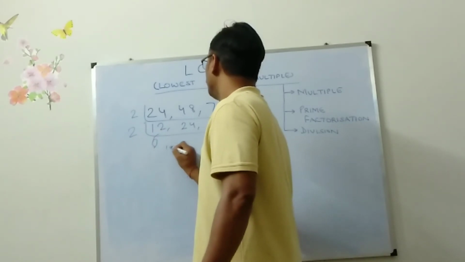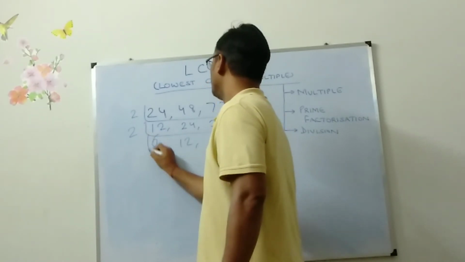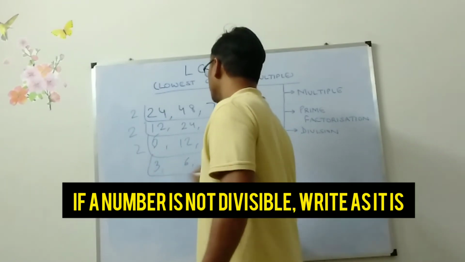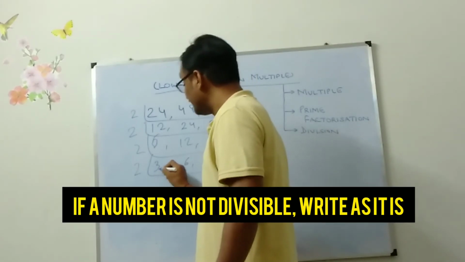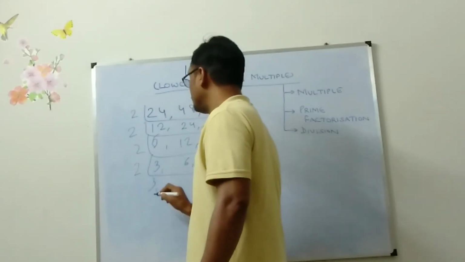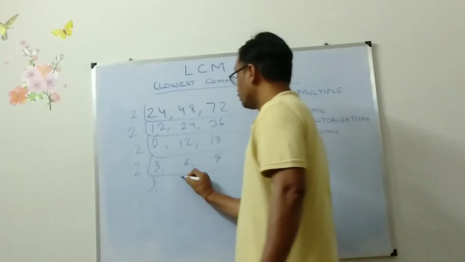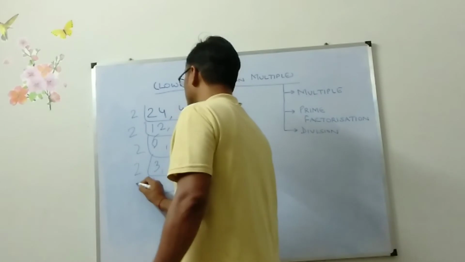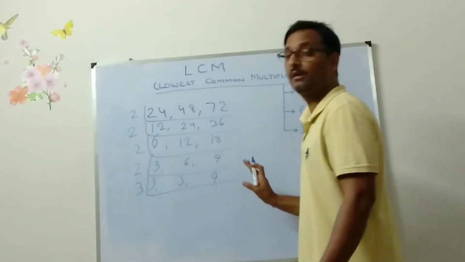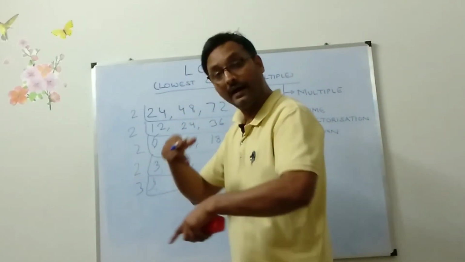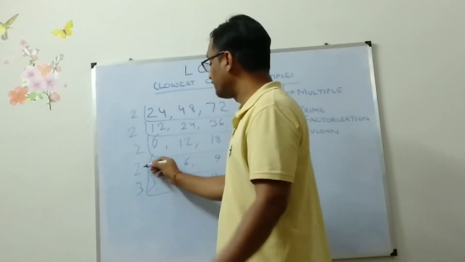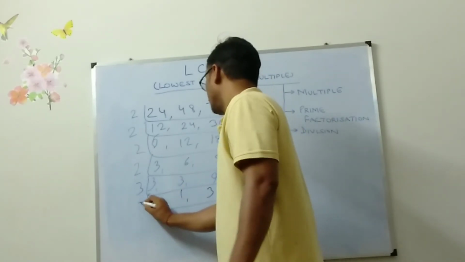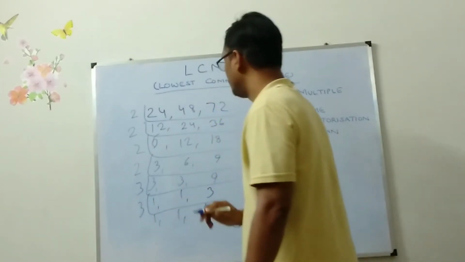2 6s are 12, 2 12s are 24, 2 18s are 36. 2 3s are 6, 2 6s are 12, 2 9s are 18. Again 2, this 3 is not divisible by 2. So you needed to write 3 as it is. 2 3s are 6 and this 9 also is not divisible by 2. Now no number is divisible by 2. So you will be going to another next prime number. So next prime number after 2 is 3. 3 1s are 3, 3 1s are 3, 3 3s are 9. 3 1s are 3, 3 1s are 3, 3 1s are 3.